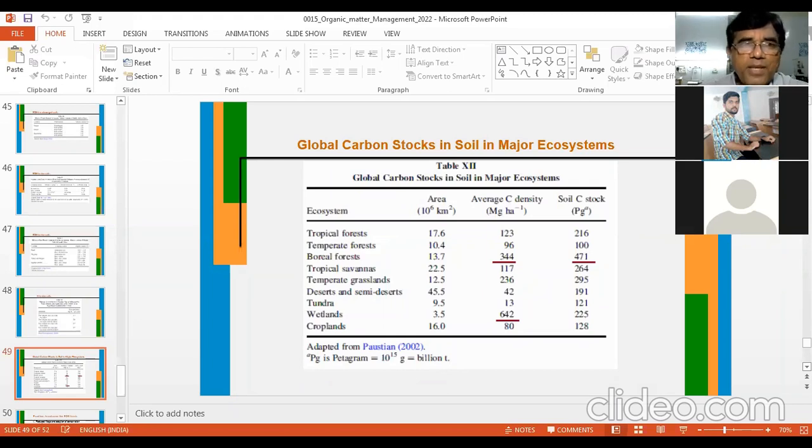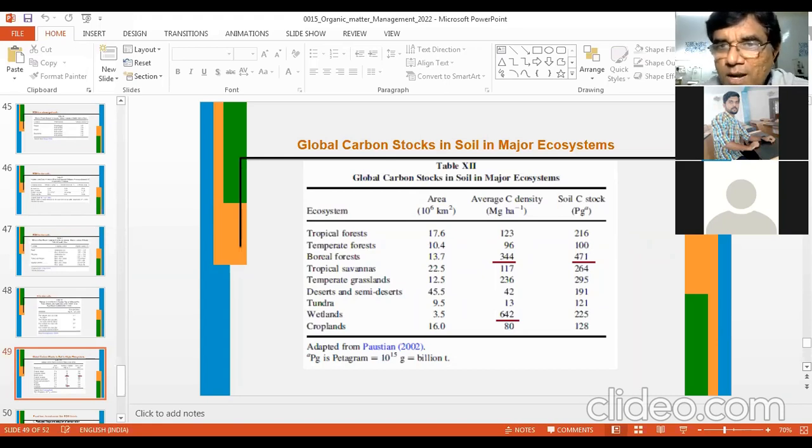So that is why in swamp areas or areas where water is there, you get more organic matter in those soils, because decomposition is slow. 642 tons of carbon per hectare in wetlands, and the next is your boreal forest, which has 344 tons of carbon per hectare, and then temperate grasslands. Temperate grassland has 236 tons of carbon per hectare. Because temperatures are low here, they also have very high carbon density.